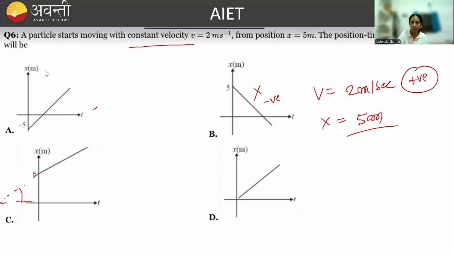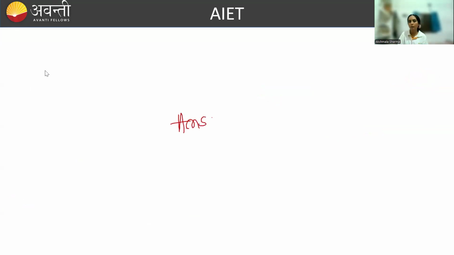Now let's look at x equal to 5. From x equal to 5 it is starting. So here from x equal to -5 it is starting, can't be true. And here from x equal to 0 it is starting, can't be true. Here from x equal to 5 it is starting, so it is true. So the correct answer will be your C. Okay. Now let's move on to the next.